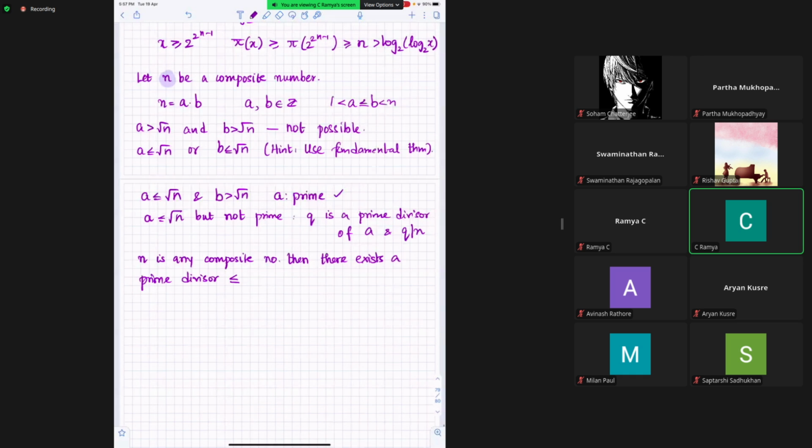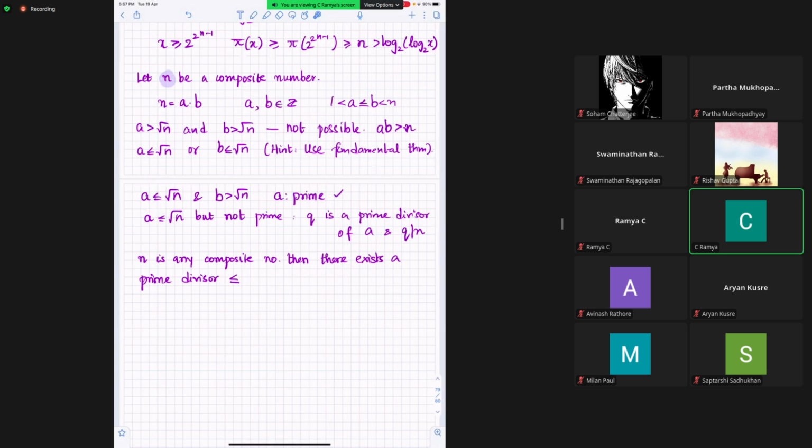Was this not clear? It should be clear, right? Both of these cannot be greater than square root n. If both of them are greater than square root n, then ab is greater than n. But we know that ab is equal to n, so this is not possible. I know that one of them should be less than or equal to root n. So let us assume that a is less than or equal to root n.